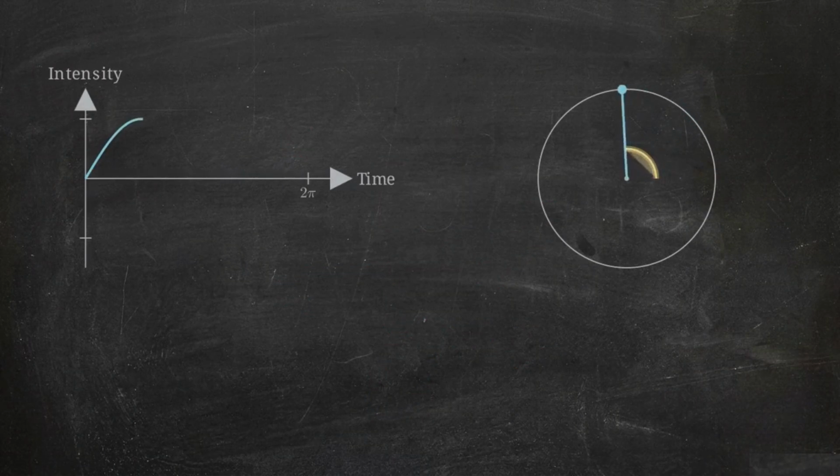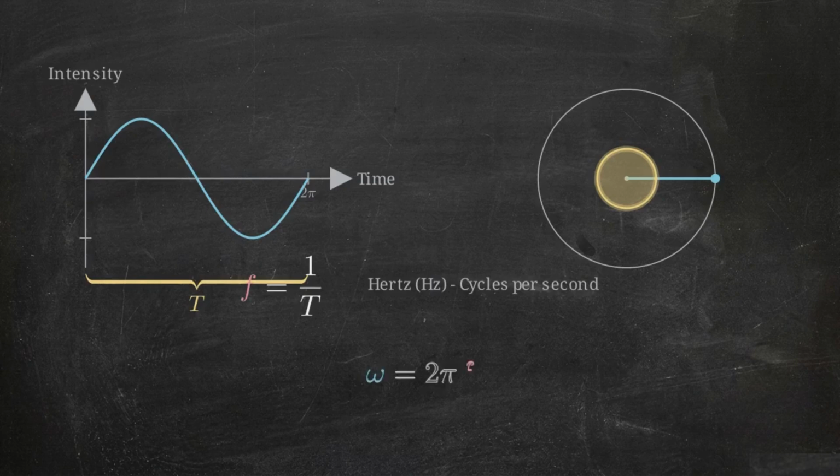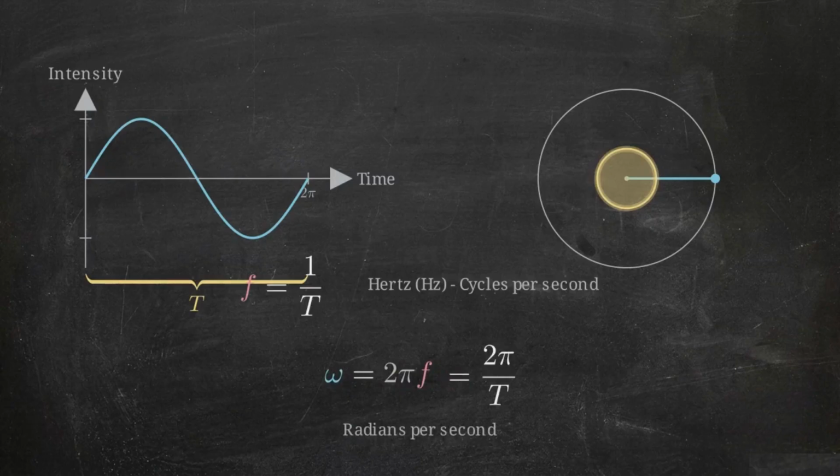The time period, capital T, is the duration to complete one single cycle. Next, standard frequency, lowercase f, is the inverse of the time period, 1 over T, representing cycles per second. Finally, since one cycle equals 2 pi radians, we multiply frequency by 2 pi to find the angular frequency, omega.